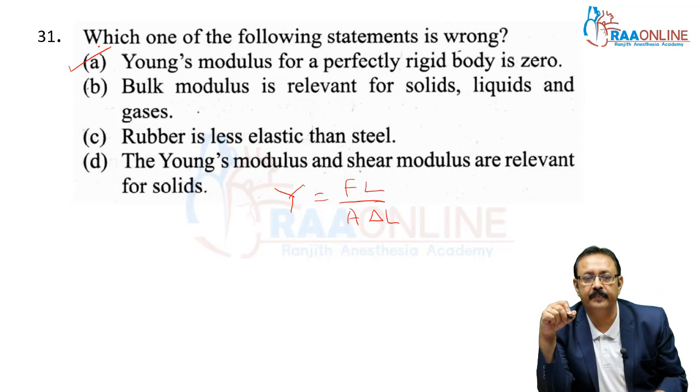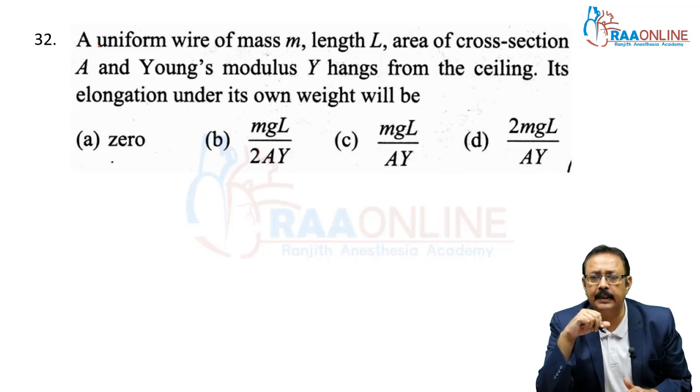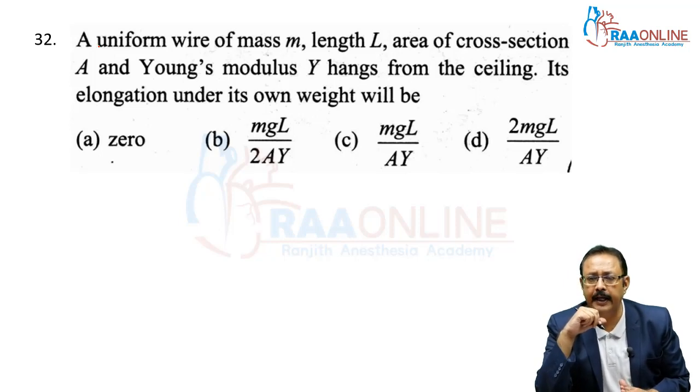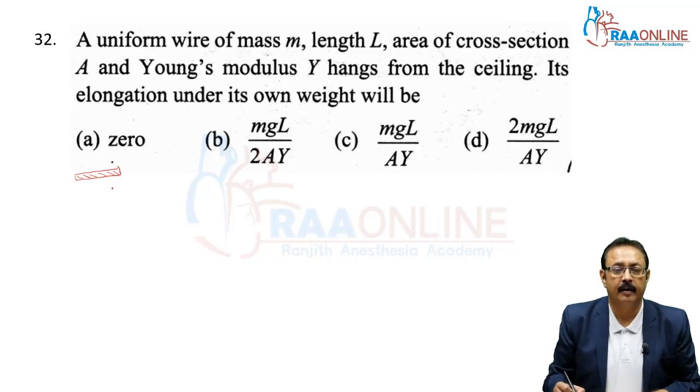It saves your time. Next, a uniform wire of mass m, length L, area of cross section A and Young's modulus Y hangs from the ceiling. Its elongation under its own weight will be... a very important problem. You will learn one new thing. See, this is the roof or ceiling. I am taking one wire of length L.